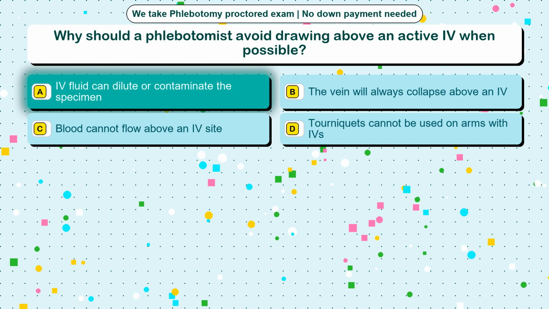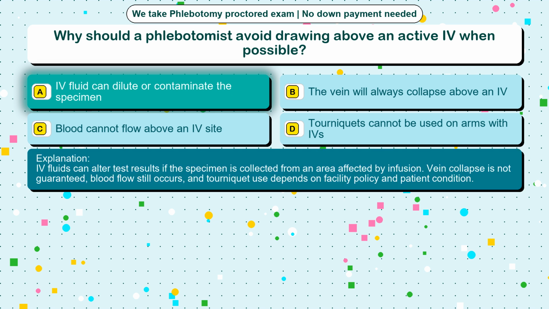IV fluid can dilute or contaminate the specimen. IV fluids can alter test results if the specimen is collected from an area affected by infusion. Vein collapse is not guaranteed, blood flow still occurs, and tourniquet use depends on facility policy and patient condition.